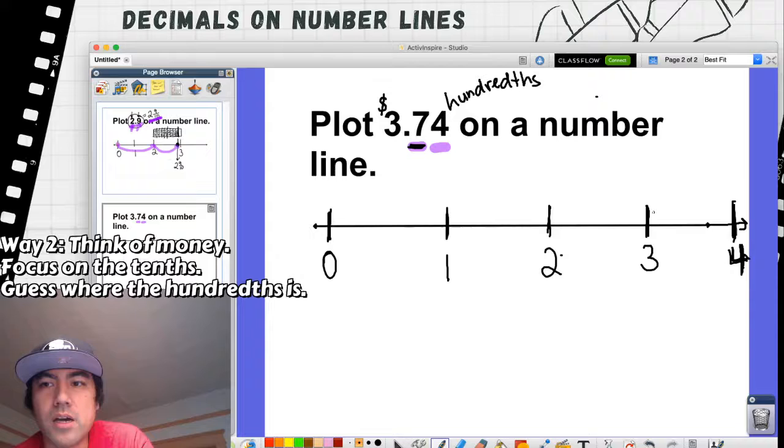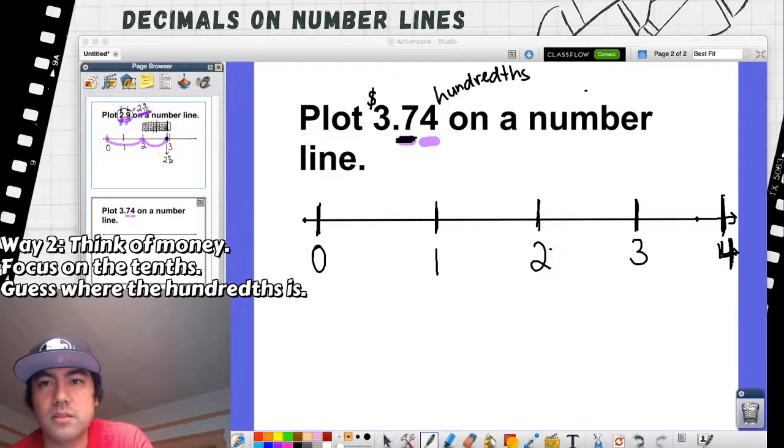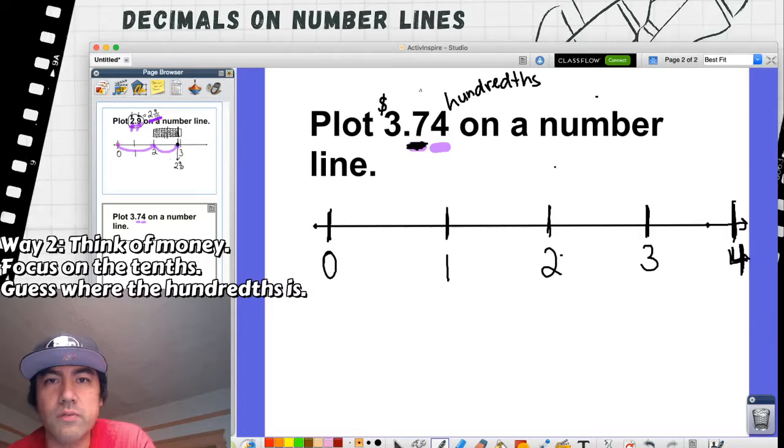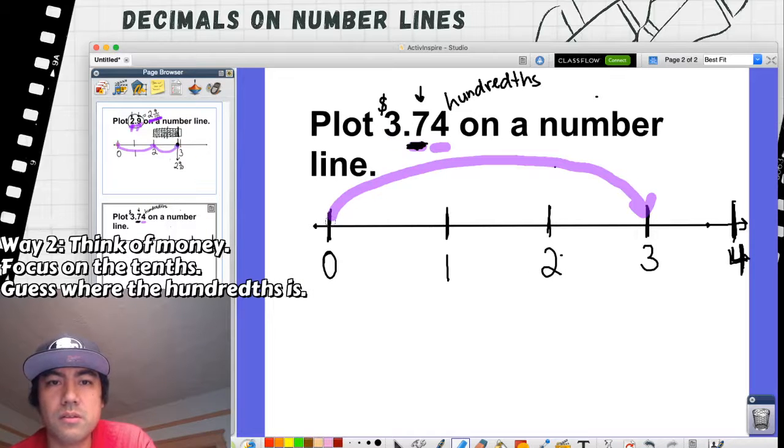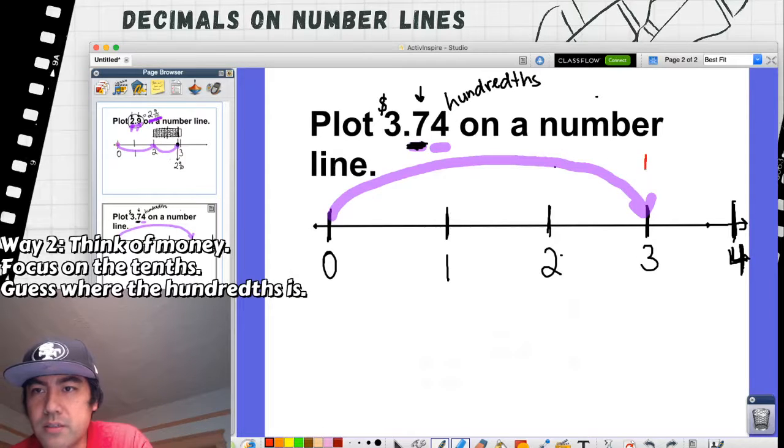All right, so now remember, this way says focus on the tenths. Okay, focus on the tenths. So we're going to focus on this being 7/10. And so let me just highlight something. We jumped here to 3 wholes, which is like jumping to $3. Now we have $3, but we just need 74 cents. So one way to do this is to figure out where 7/10 is.